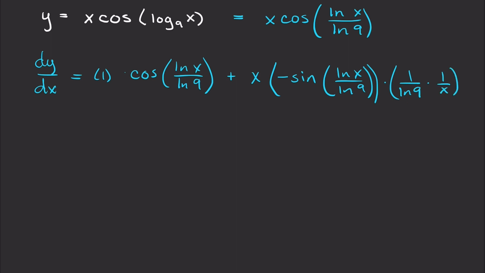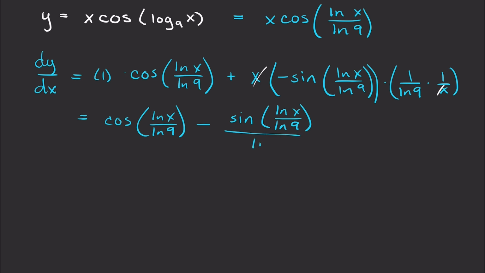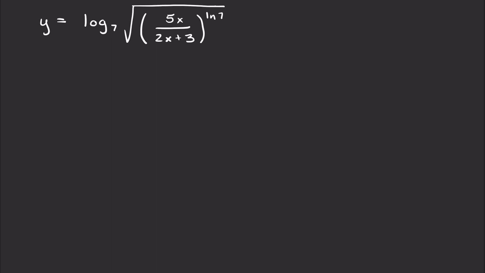Okay, so now we need to simplify all of this. So we'll get cosine of natural log of x over natural log of 9 minus, our x's are going to cancel here. Since they're multiplying, we get minus sine of natural log x over natural log 9 all over the natural log of 9. So in our next function, we have y equals log base 7 of the square root of 5x over 2x plus 3, all raised to the natural log of 7 power.